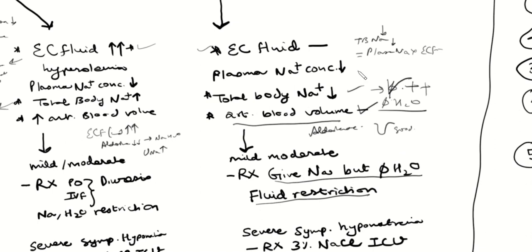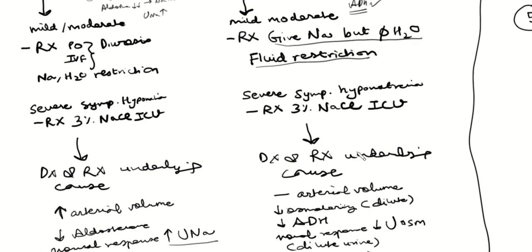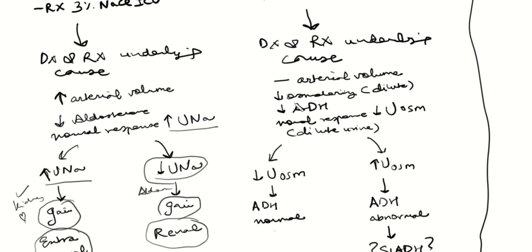If the fluid is normal and the sodium concentration is low, so it's hypotonic, euvolemic hyponatremia, ADH is going to be a big player here. Because the plasma is dilute, because the osmolarity is down, because it's hypotonic, ADH is going to go down because it wants to get rid of this extra fluid.